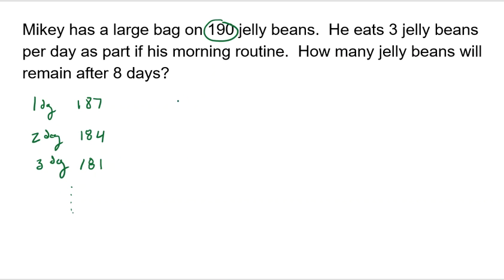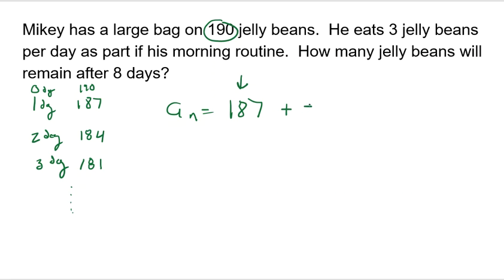So this is clearly arithmetic. I'm losing 3 jelly beans every day. So my formula is going to be how many jelly beans were left after the first day? That's 187. Most kids are going to want to say 190 there, but be careful. Remember, after day 1, there's 187. Day 0, if you really want to get down to it, day 0 would be 190. But again, the formula calls for day 1.